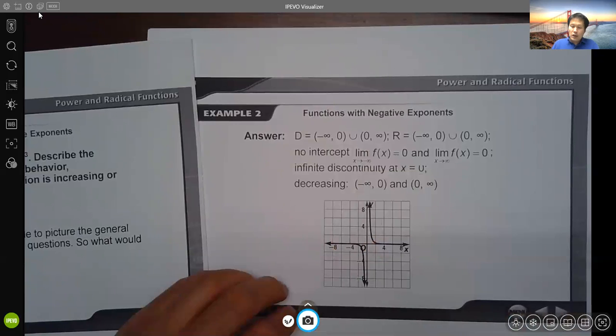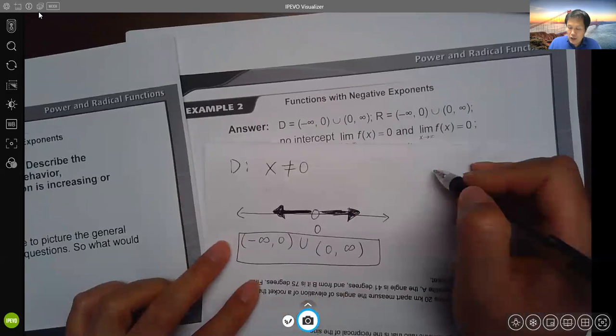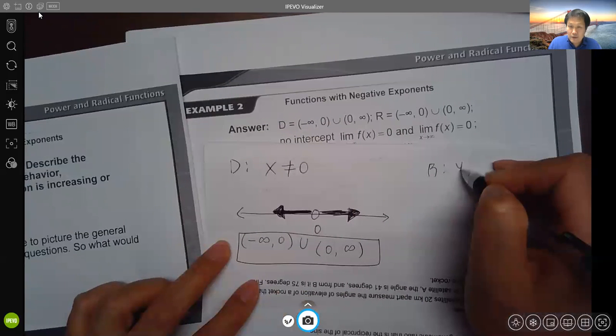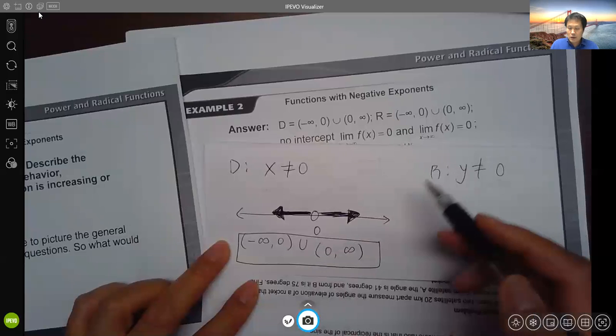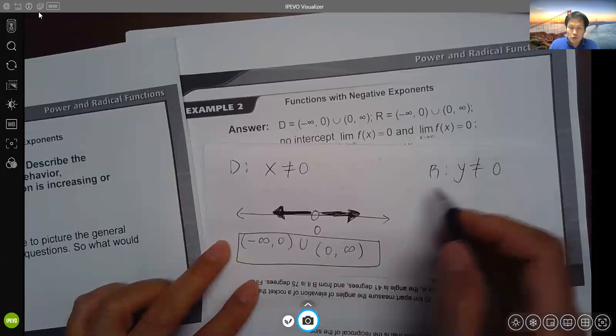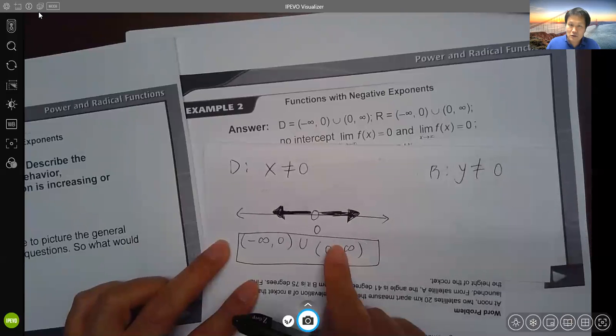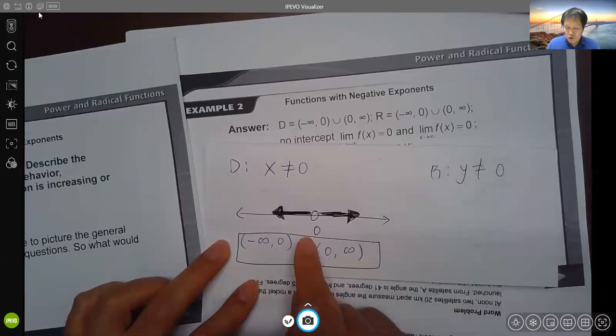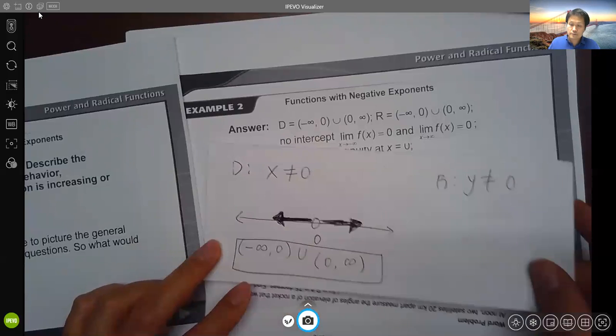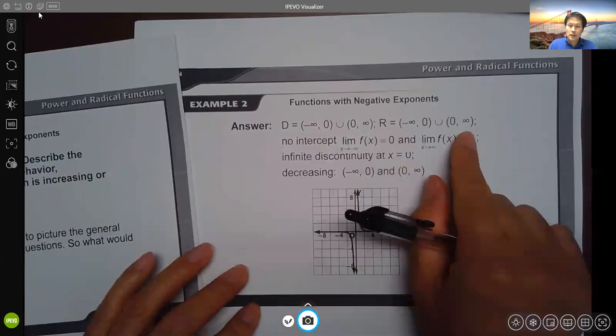Okay, so the range would be y cannot equal 0, just like this. Okay, and if you do interval notation for y, you end up with exactly the same answer because y cannot equal 0: minus infinity to 0, union 0 to infinity. So the range will be just like that.